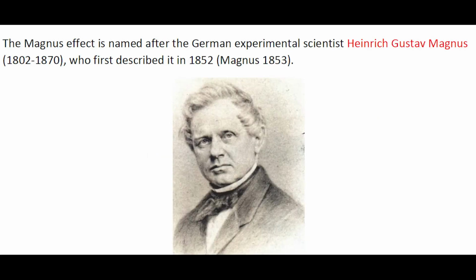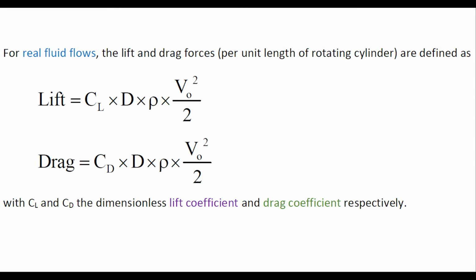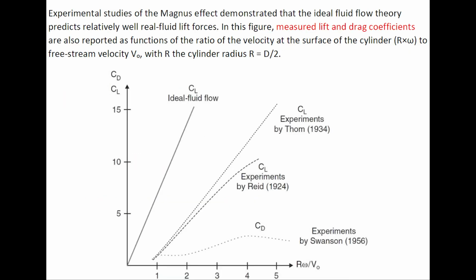The Magnus effect is named after a German scientist, Heinrich Gustav Magnus, who first described this effect in 1852. For real fluid flow, the lift and drag force per unit length of rotating cylinder may be expressed as shown here, in which CL and CD are the dimensionless lift coefficient and drag coefficient respectively.